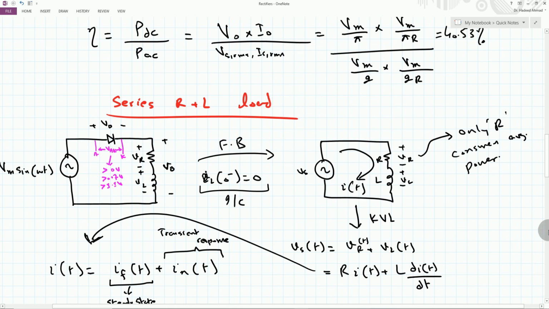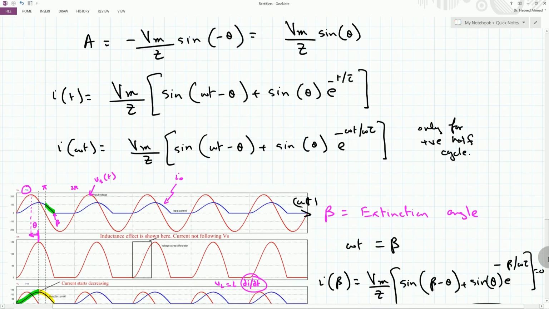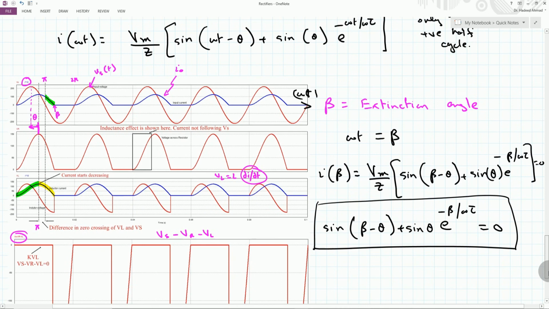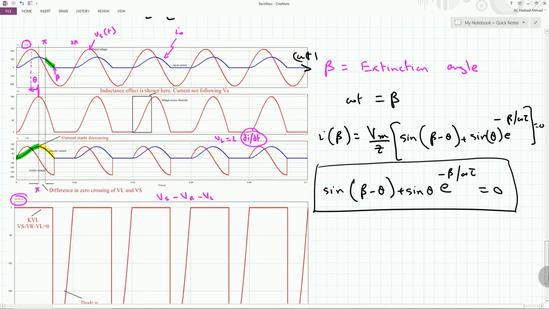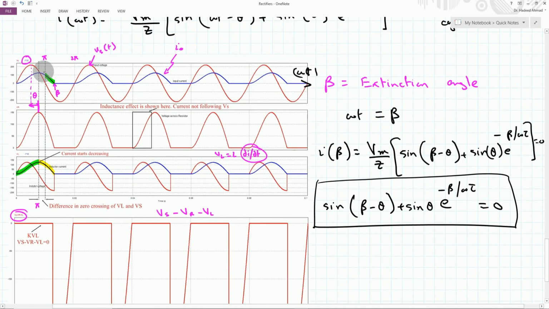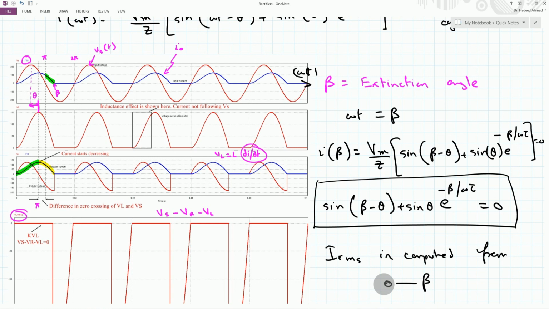And unlike the circuit which is discussed above, in here it should be calculated for this entire duration of the current, and therefore the IRMS is computed from 0 to beta for this particular circuit, which was only from 0 to pi for the circuit where only the resistance was made part of the scheme.